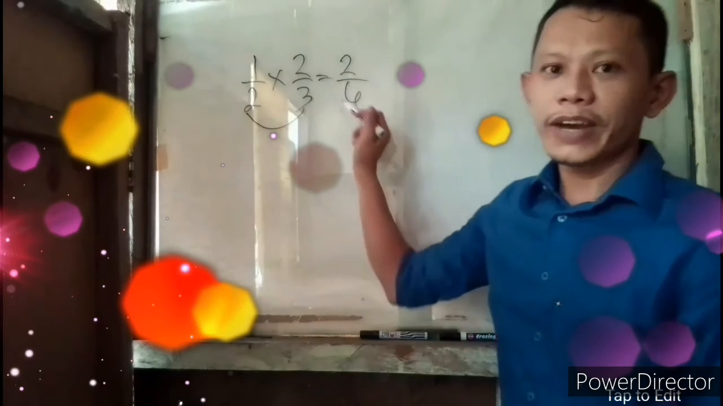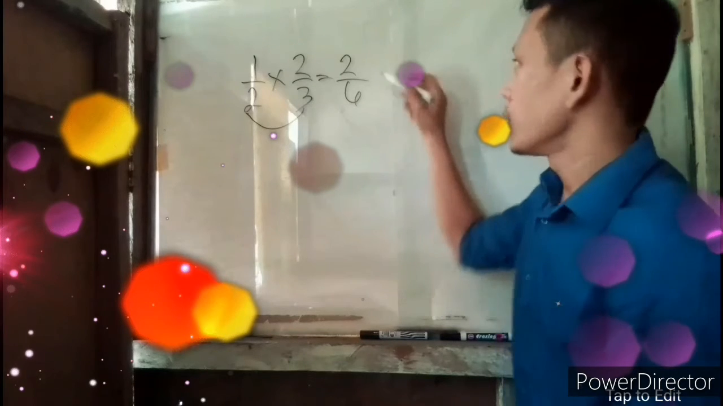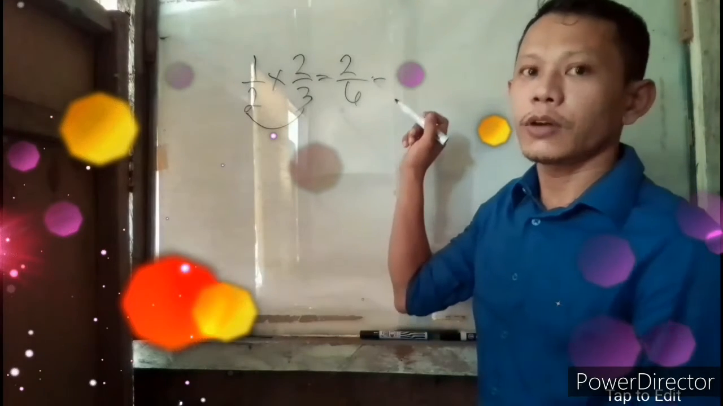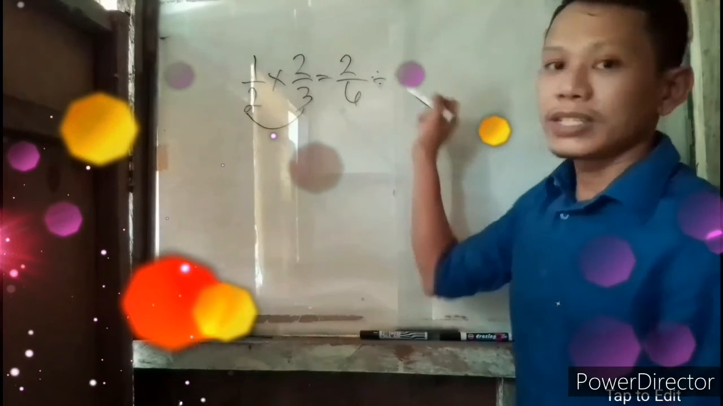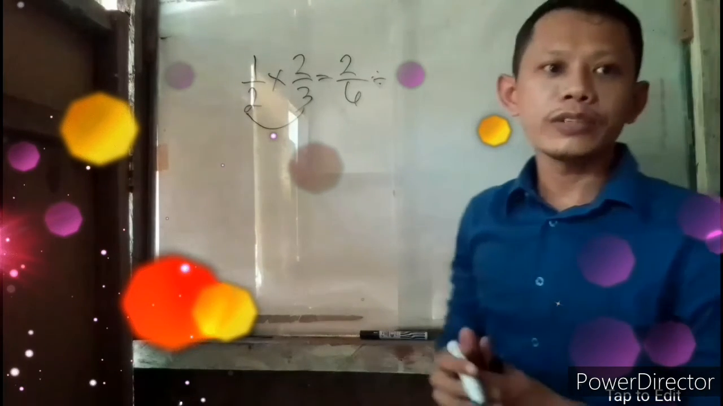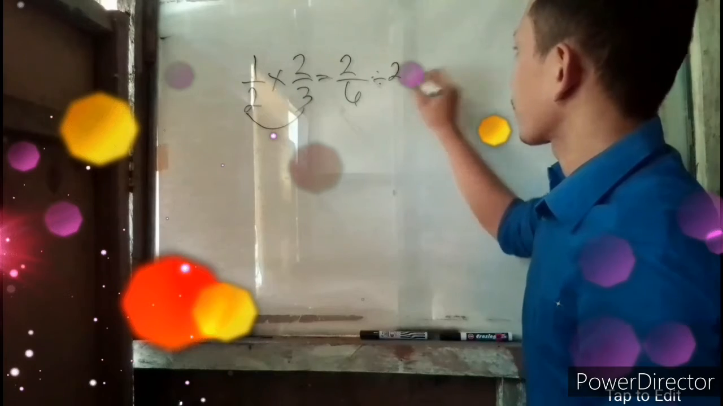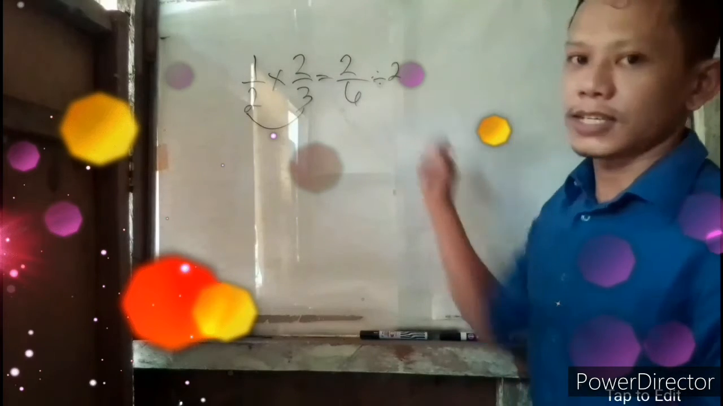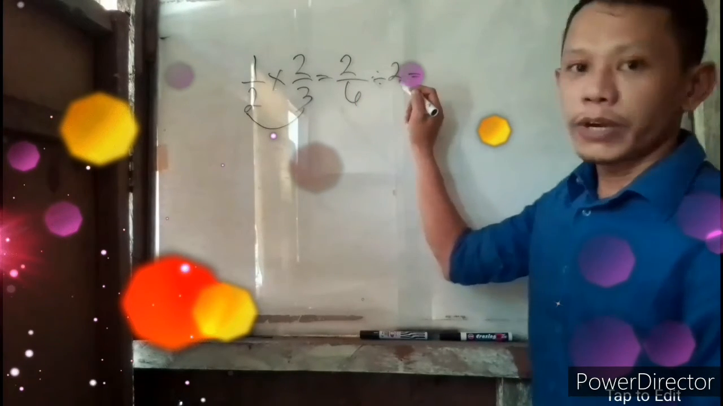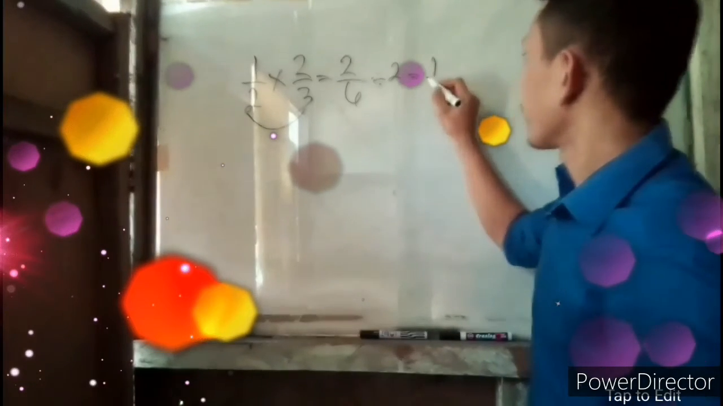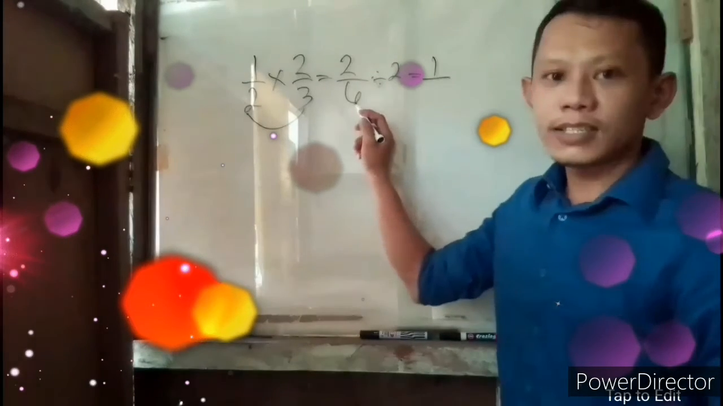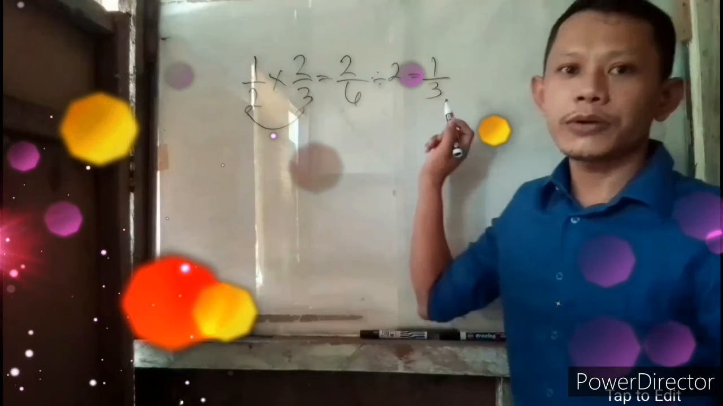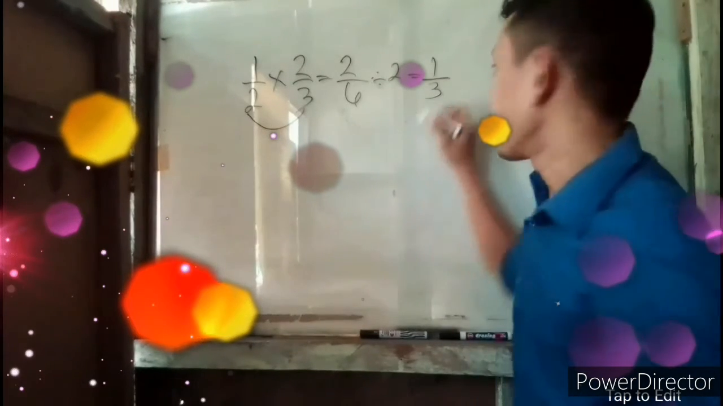Now, is this our final answer? No. So we are going to divide this, or simplify this into the lowest term. We're going to divide it into what number? So we're going to divide it into 2. Since this is the common multiple of 2 and 6. Okay? 2 divided by 2, okay, 1. Over, how about 6 divided by 2? This is 3. Now, is this our final answer? So yes, this is our final answer.